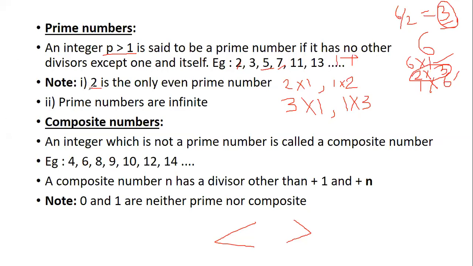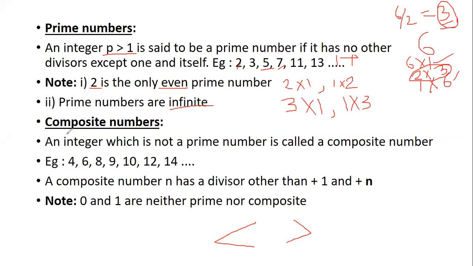But 2 is the only even prime number, and prime numbers are infinite. Infinite means it goes on, however far the number system goes. Okay, so there are many prime numbers. I hope everybody understood prime numbers. Does anybody have a doubt in prime numbers? Nice, everybody understood.